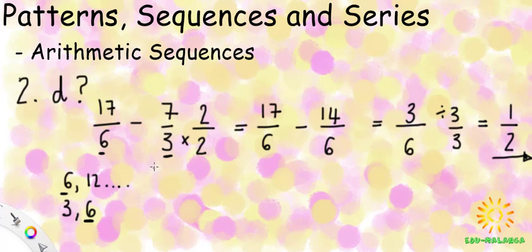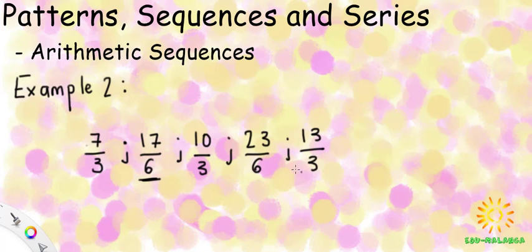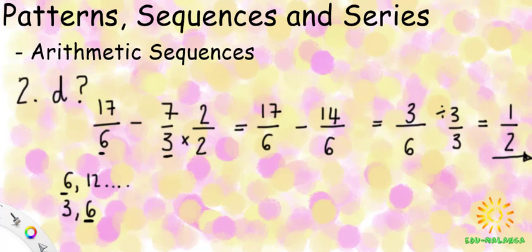From these two numbers, it seems that our common difference is 1 over 2. Let's pick another set of terms and confirm the answer that we got. So we'll use 23 over 6 as the current term. The previous term becomes 10 over 3. To determine the common difference, we say 23 over 6 minus 10 over 3.